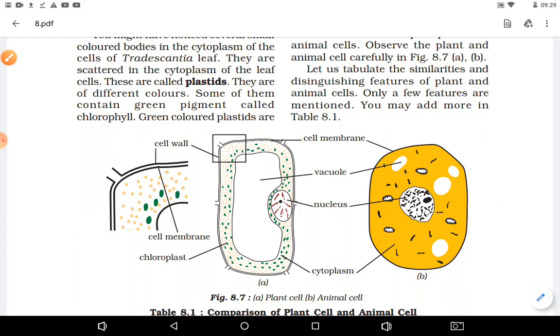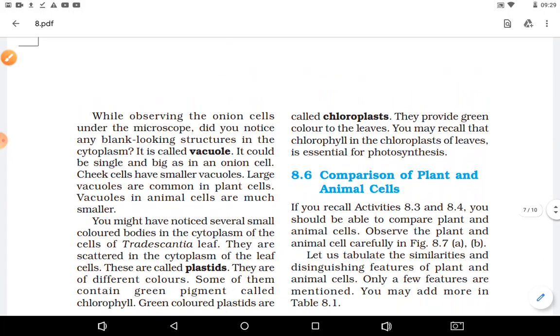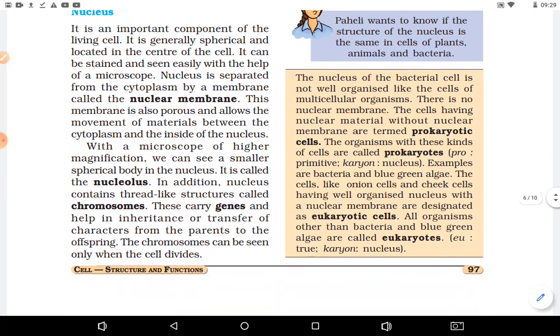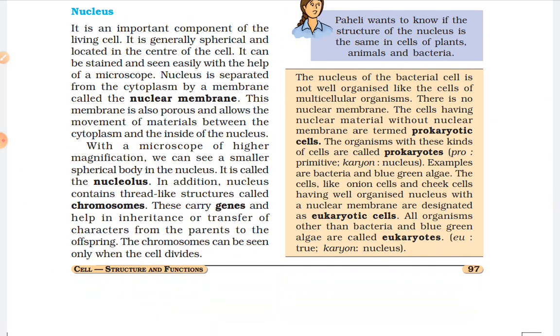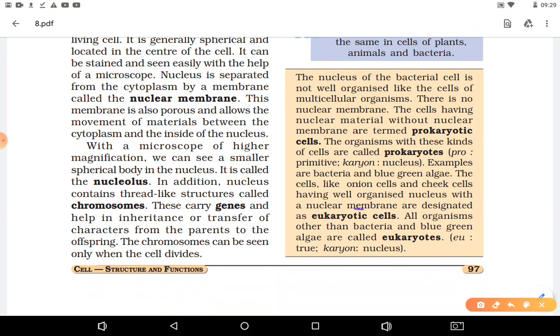Now coming to the important structure, this nucleus, based on the presence or absence of the nucleus in the organism cells, we classify the organisms into two types. We call them eukaryotic and the prokaryotic. What is the meaning of that? Prokaryotic organisms are those organisms in which the nucleus, nuclear membrane and the organelles that we have discussed so far, lysosomes, endoplasmic reticulum, are absent.